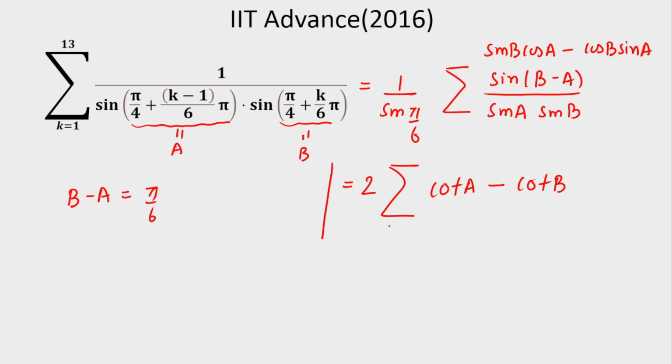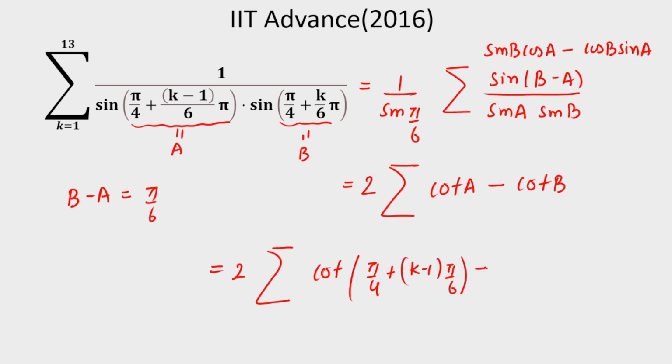Now I'm going to substitute the value. The value will be equal to 2 times the summation of cot of angle A, where A is pi by 4 plus K minus 1 into pi by 6, minus cot of the other angle B, which is pi by 4 plus K pi by 6. And this I'm going to solve on the next page.